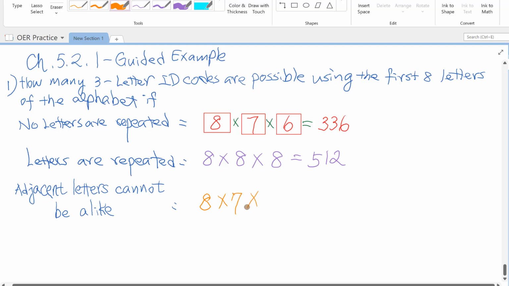For example, if you chose the letter A for your first choice and letter B for your second, then for the third letter you cannot choose B again, but you can choose A again because they're not adjacent. So you still have 7 different letters you can choose from. You multiply 8 times 7 times 7, which gives me the answer, 392 different ways to get it done. Check.